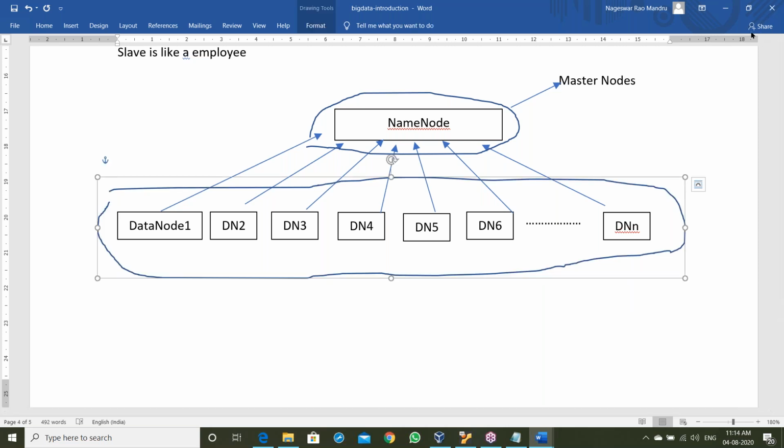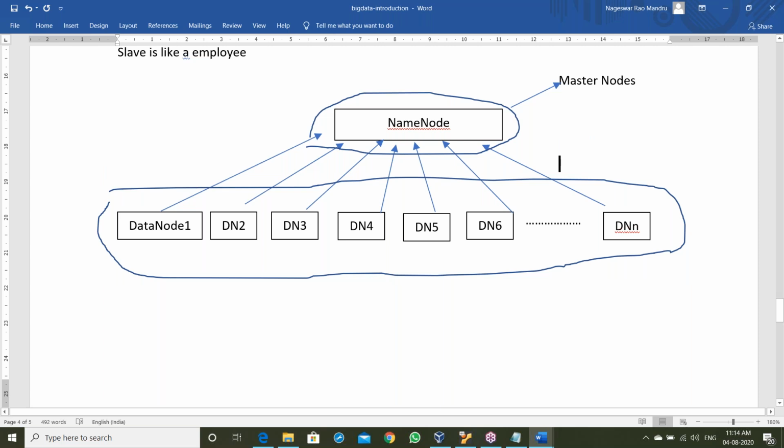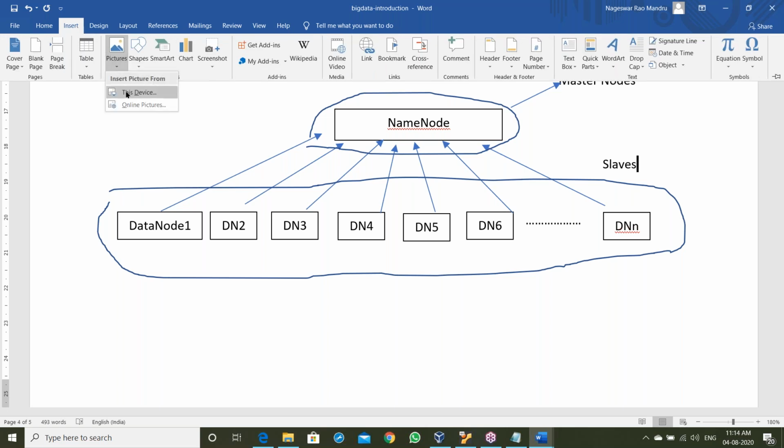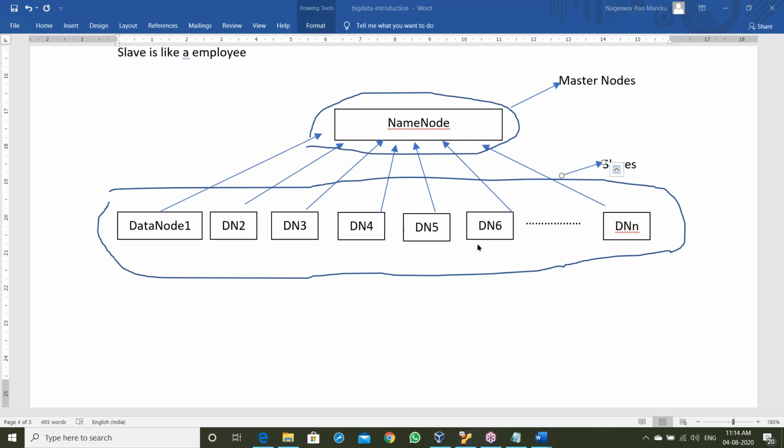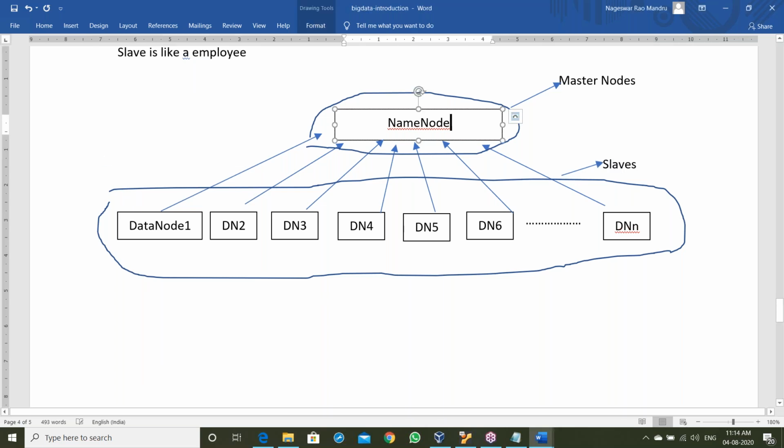Master and slave, it's a master and slave architecture. Slave nodes maintain the actual data of the file. The master node gives instructions. The slave nodes, data nodes, work as per instructions from the name node. So this is the master and slave architecture. Clear? The name node is the master, and the slave nodes are data nodes.